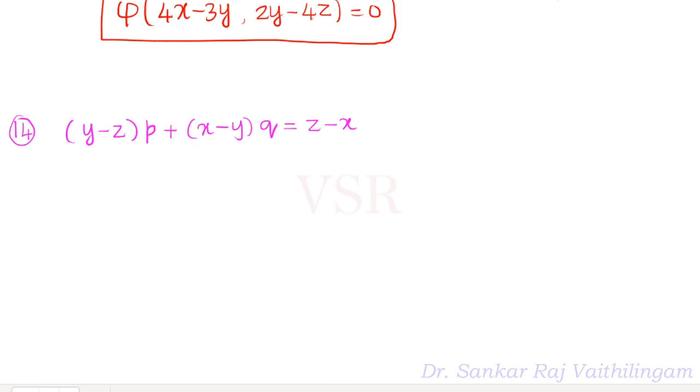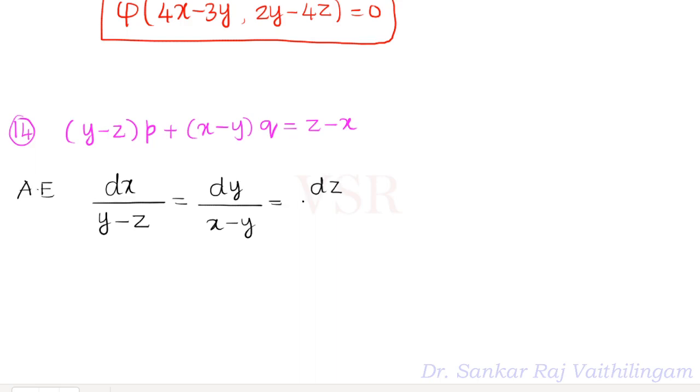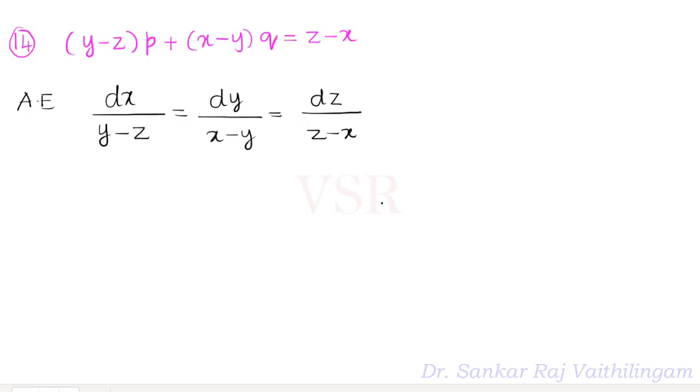Okay, fine. So what is the auxiliary equation? The auxiliary equation is dx divided by y minus z, which is equal to dy divided by x minus y, which is equal to dz divided by z minus x. On seeing this, we know that if we add all the denominators, we get zero. So finding the first solution is very easy.